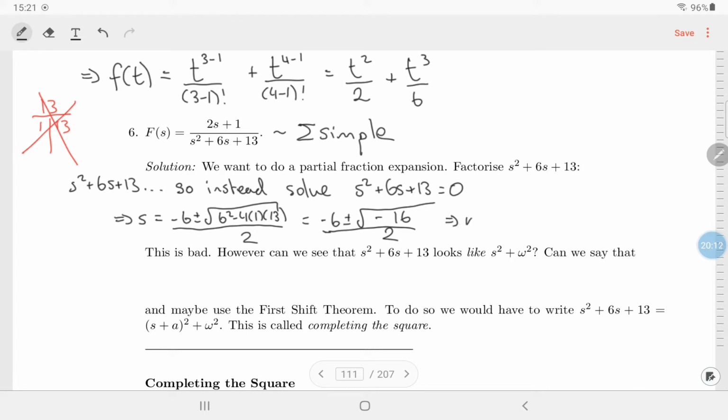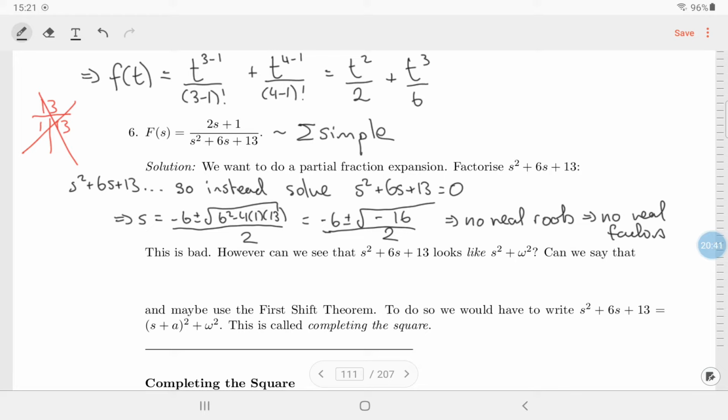So this means no real roots. And that means that there's no real factors. So this cannot be factorized, s squared plus 6s plus 13, without using complex numbers. So we don't go on factorizing using complex numbers. What we're going to do, we're going to go a different route.